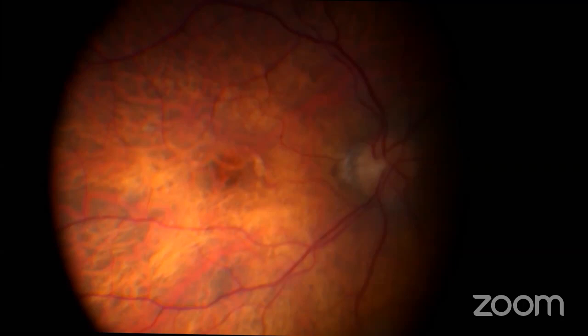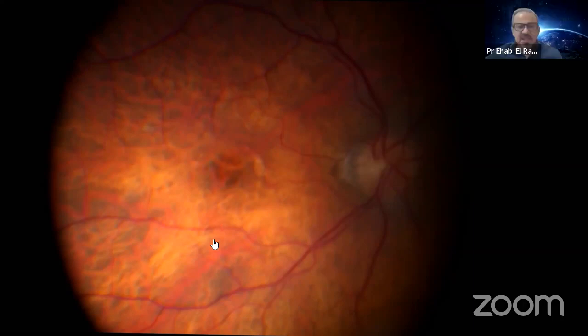Exactly. And I agree. I think these holes usually don't detach. The scarring effect is like a laser effect over time, and you don't have to laser them. Great comment. Let's go to another case.